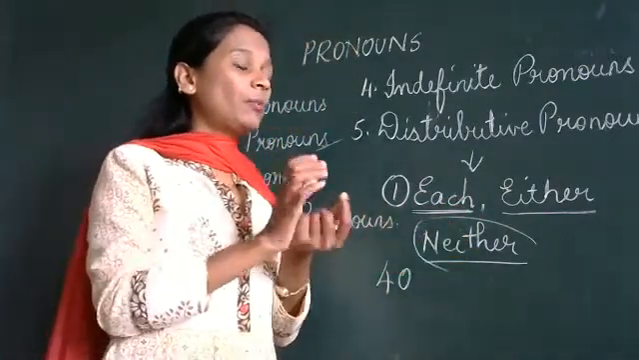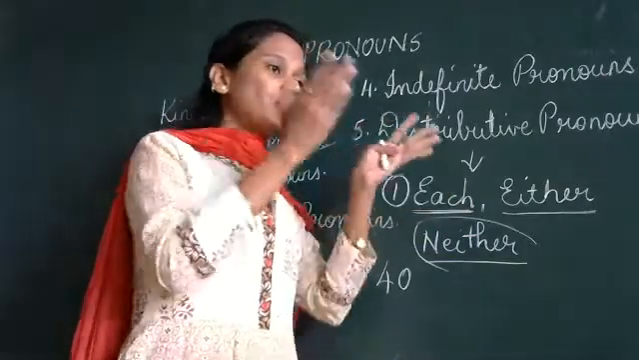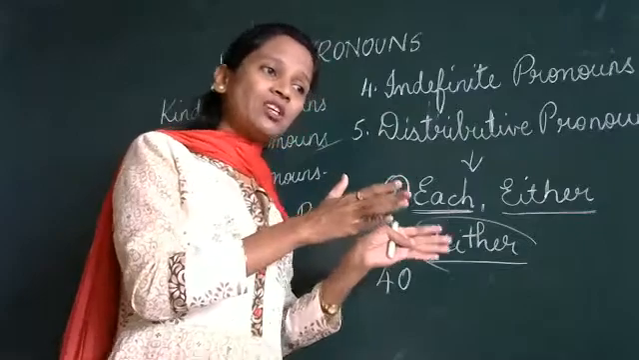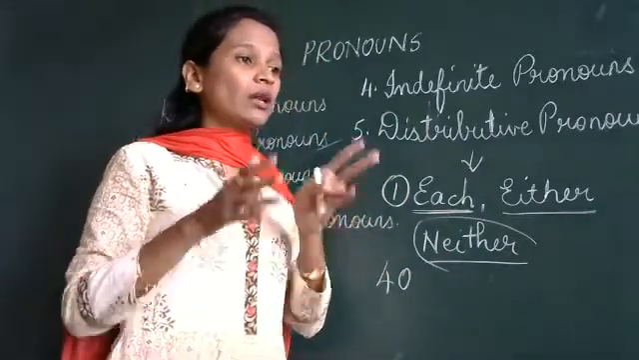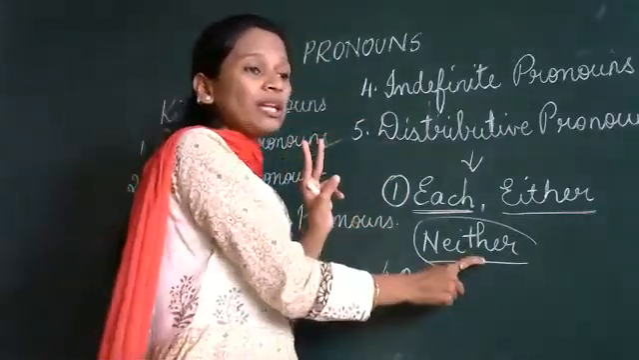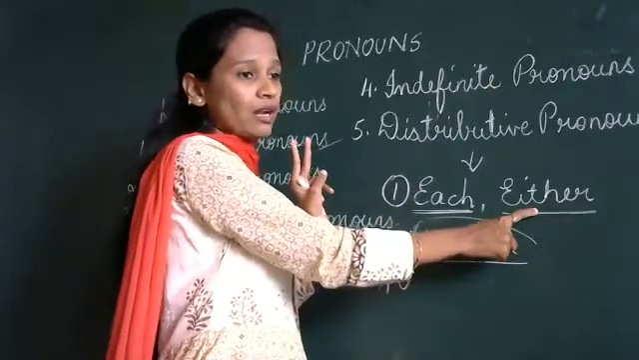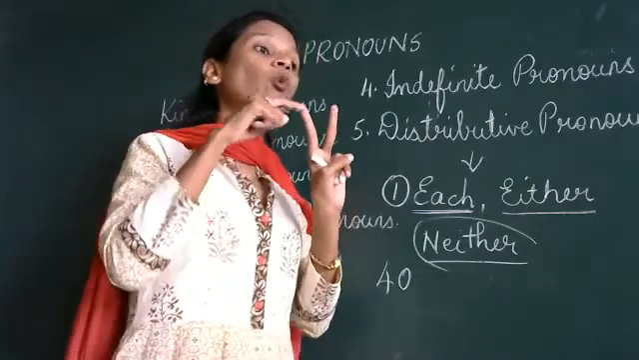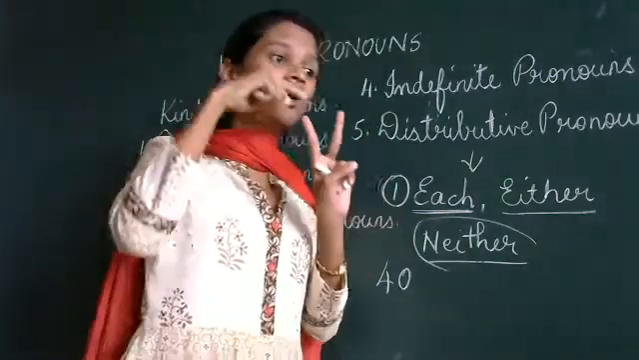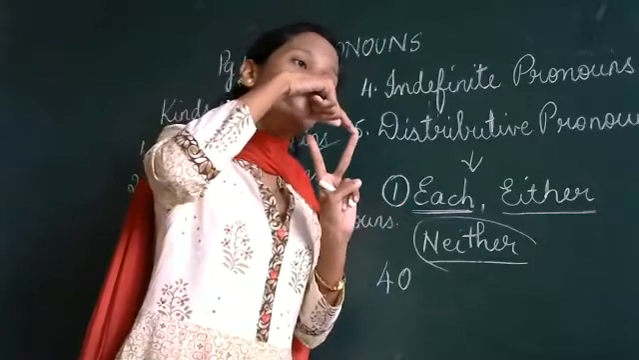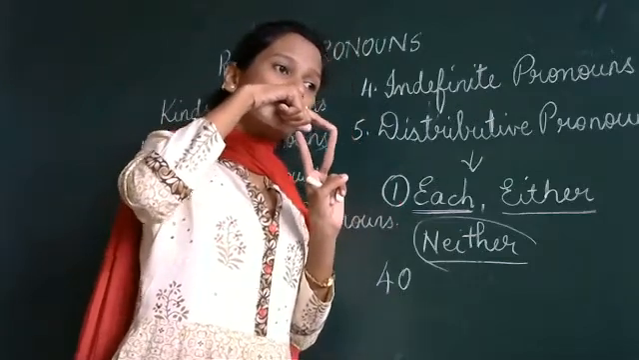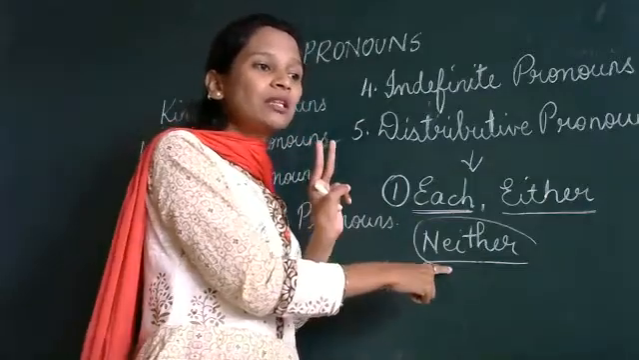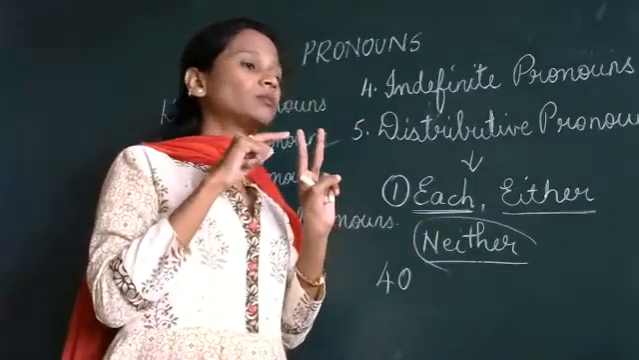Again, I gave you the example of the Children's Day celebration and the Annual Day celebration. I'm talking about neither. I've told you what is each, I've told you what is either. Now, what is neither? Neither is when you don't want to take part in Annual Day and you don't want to take part in the Children's Day celebration either. You don't want to take part in both celebrations. So that is neither.